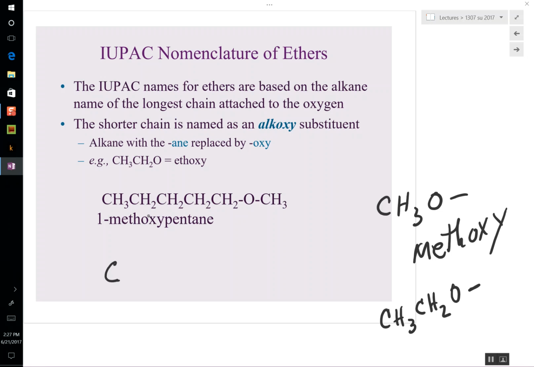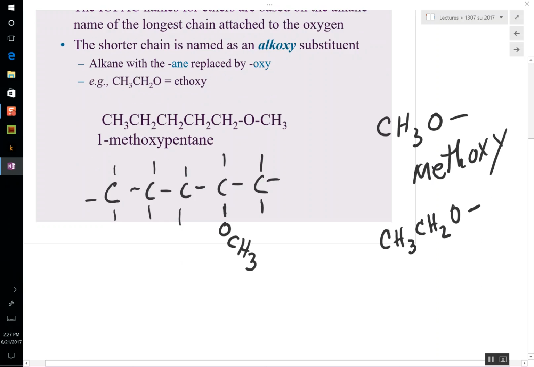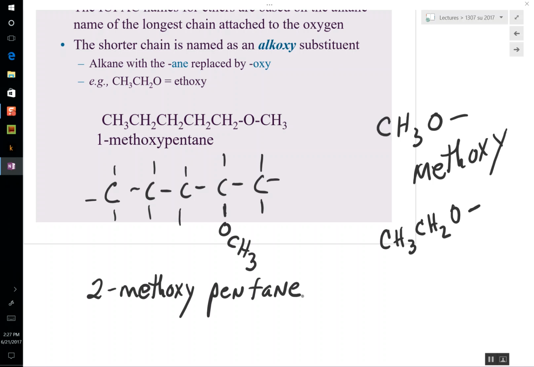There's a carbon-oxygen-carbon bond. I just want to quickly, let's put 5 carbons here, and let's put this group right here, just to show you how this IUPAC naming is a little bit more versatile. Now what we have here is 2-methoxypentane. All right, it's still pentane, but the methoxy is hanging off of the second carbon, not the first. So these are ethers.